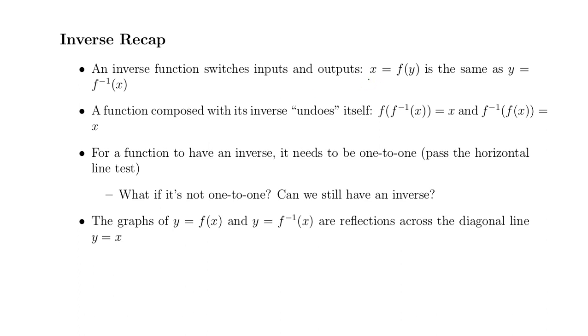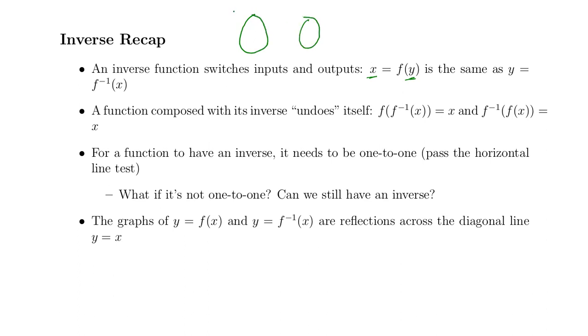So that's why we've got this notation. x equals f of y is the same thing as y equals f inverse of x. This -1 exponent is not really an exponent. This means inverse. That's a bit of a confusing notation on functions, but when you have that -1 on a function, it means inverse. A function composed with its inverse undoes itself. Since they kind of go backwards through each other, f of f inverse of x is just going to spit out x.